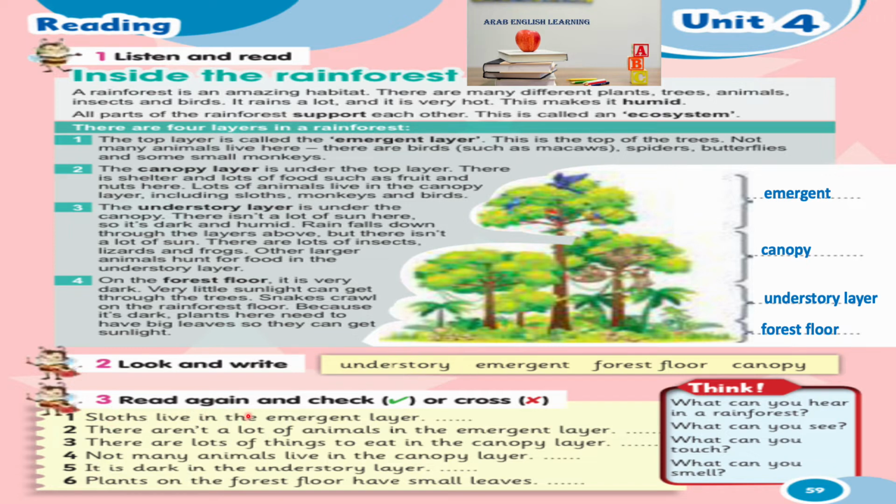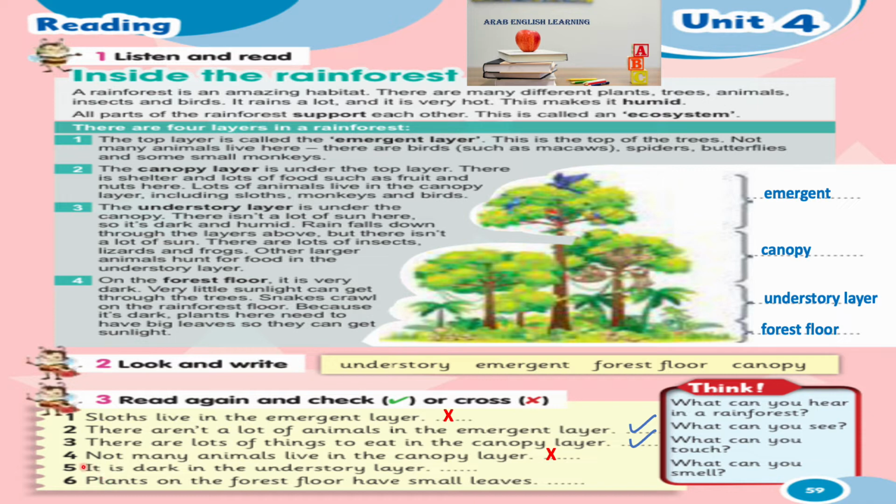Exercise 3. Read again and check correct or cross wrong. 1. Sloths live in the emergent layer. Wrong. 2. There aren't a lot of animals in the emergent layer. Correct. 3. There are lots of things to eat in the canopy layer. Correct. 4. Not many animals live in the canopy layer. Wrong.